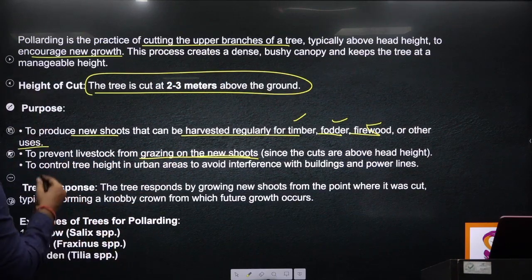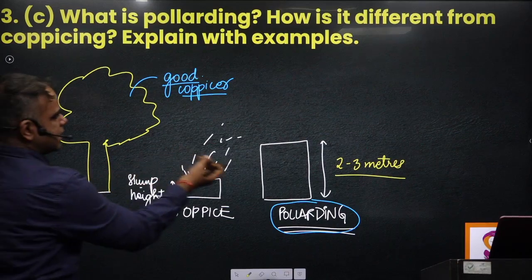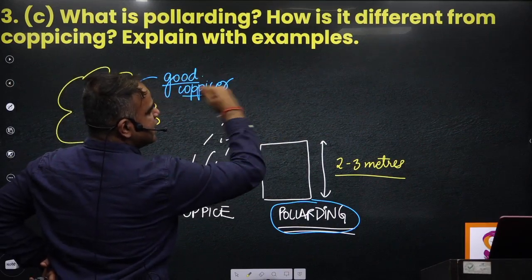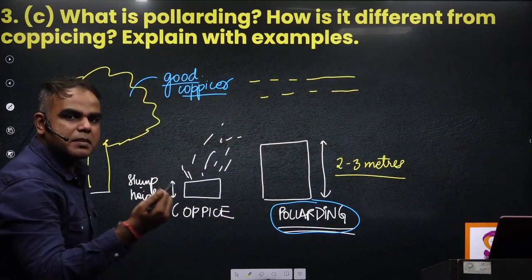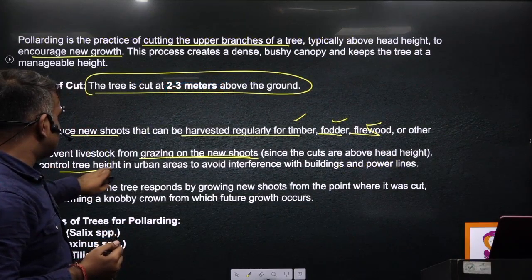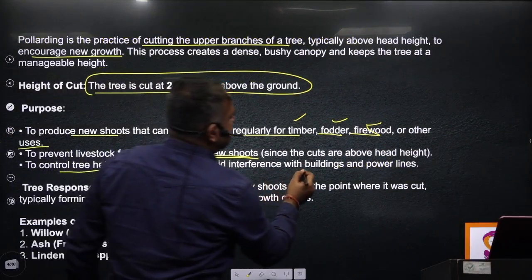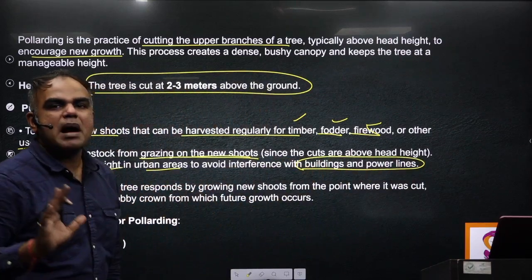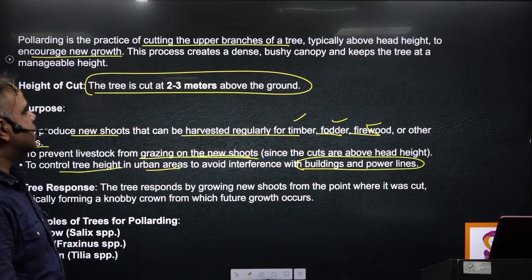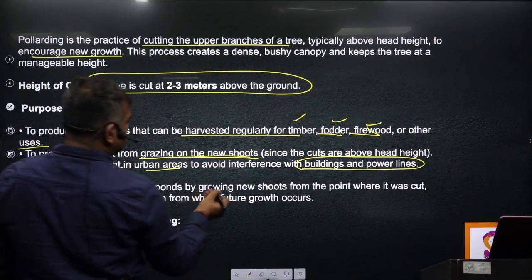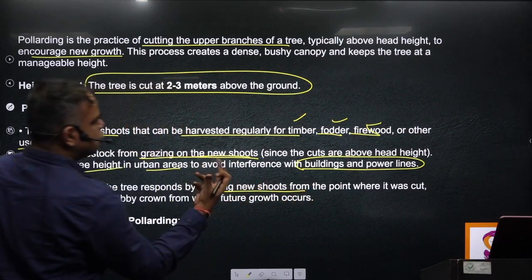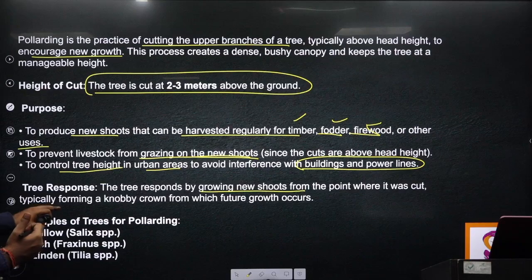Plus, in cases, of course, when this grows bigger, it can collide with the power lines or some urban structures. So it is used to control the tree height in urban areas, to avoid interference with buildings or power lines. Okay, this is something we understand. And here what happens, basically the tree responds by growing new shoots, and they come out.